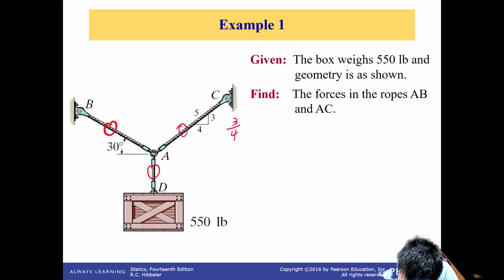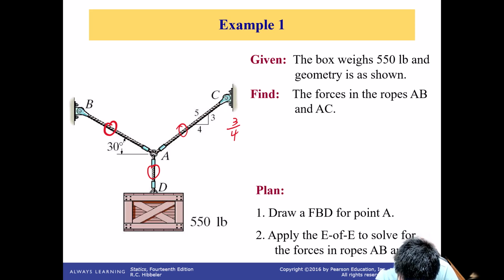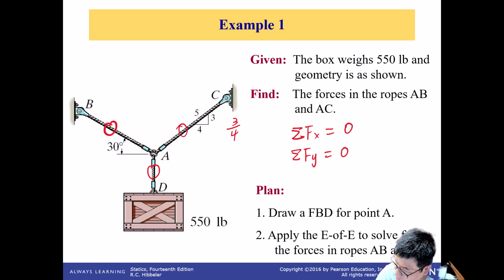First, we need to find the force in the ropes AB and AC. The first step is to draw a free body diagram for point A, and then apply the equilibrium equations to solve for the forces in the ropes AB and AC. So what is the equilibrium of the particle? For any particle, the sum of Fx on that point will be equal to 0, and the sum of Fy will also be equal to 0. That's the equilibrium equation for any particle.